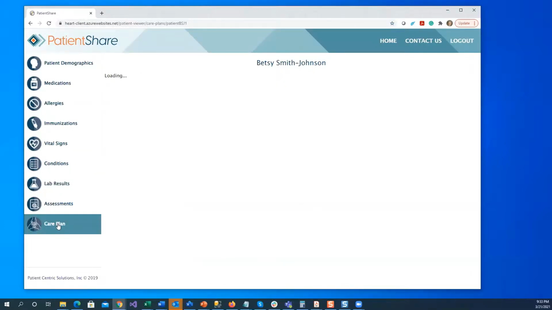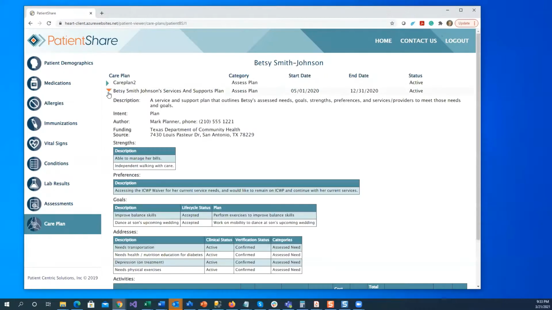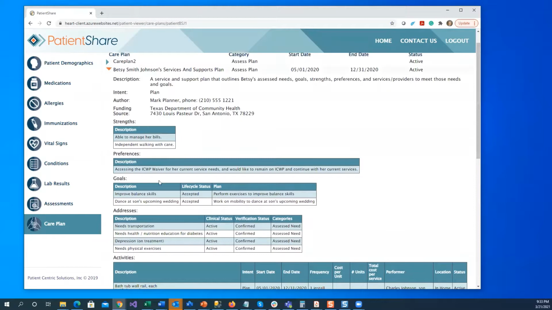This supports multiple different kinds of care plans, but the particular care plan we'll be talking about today is her long-term care plan, and this is a patient-focused plan. So we talk a little bit about her strengths. It's nice that this plan highlights her personal goals. As an example, Betsy's son is planning to get married soon, and she's very concerned that she won't be able to dance at the upcoming wedding. And so she knows she needs to improve her balance skills, and they've given her exercise to improve those skills and to work on her mobility so that she can actually dance at the wedding.